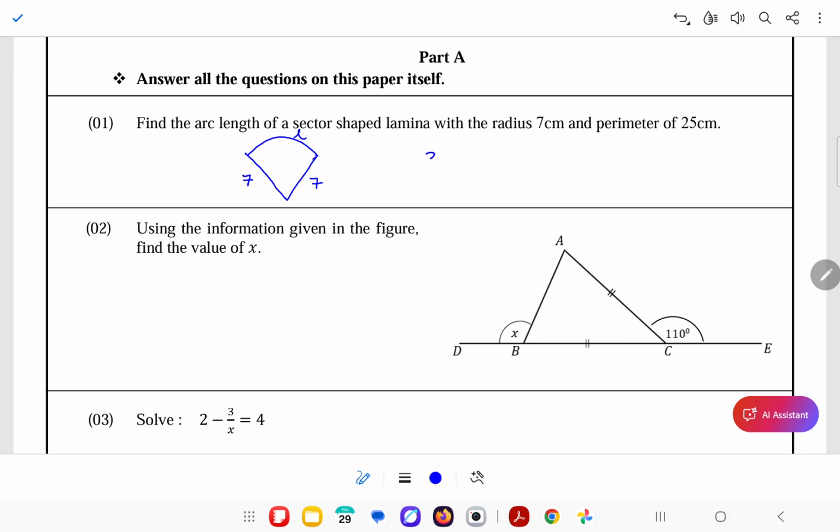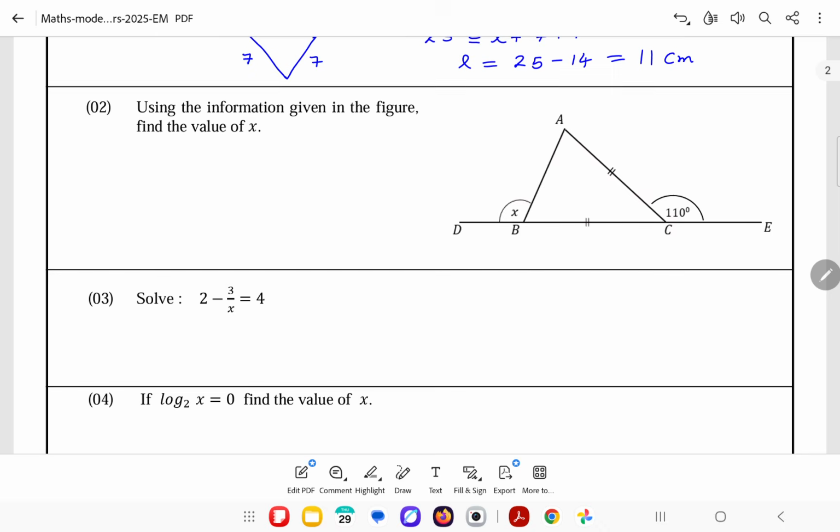So you will get what? 25 is equal to L plus 7 plus 7. So then L is equal to what? Arc length is equal to 25 minus 14, 11 centimeters.